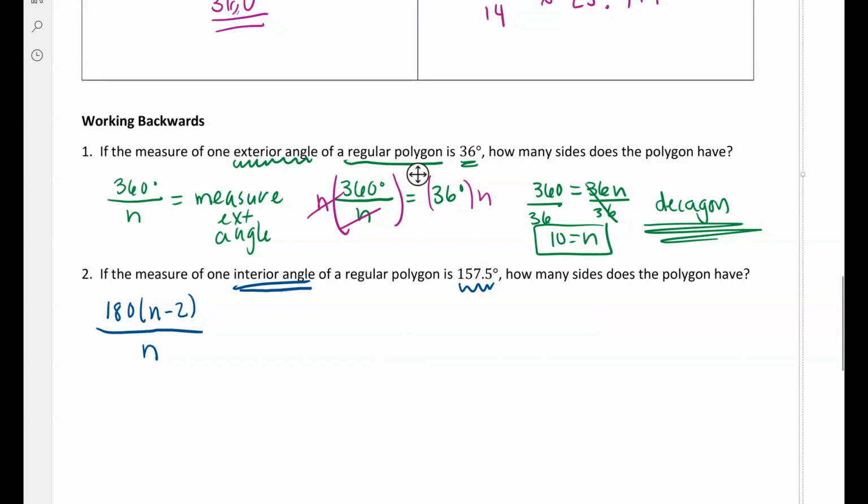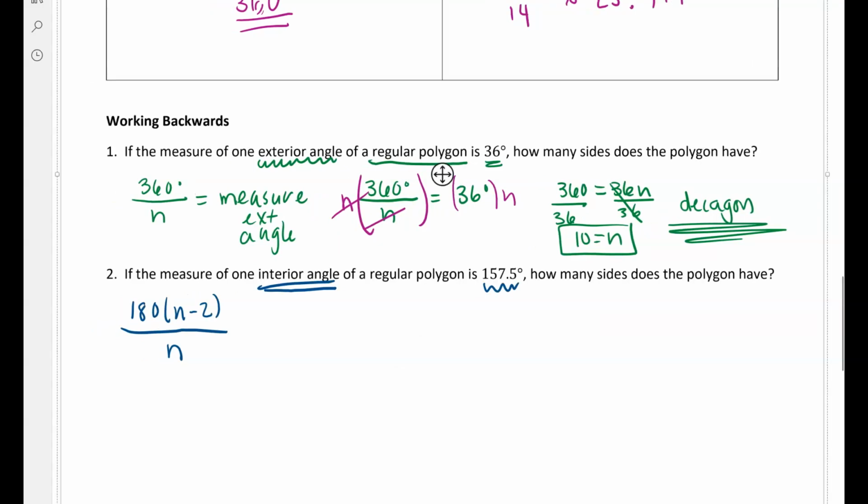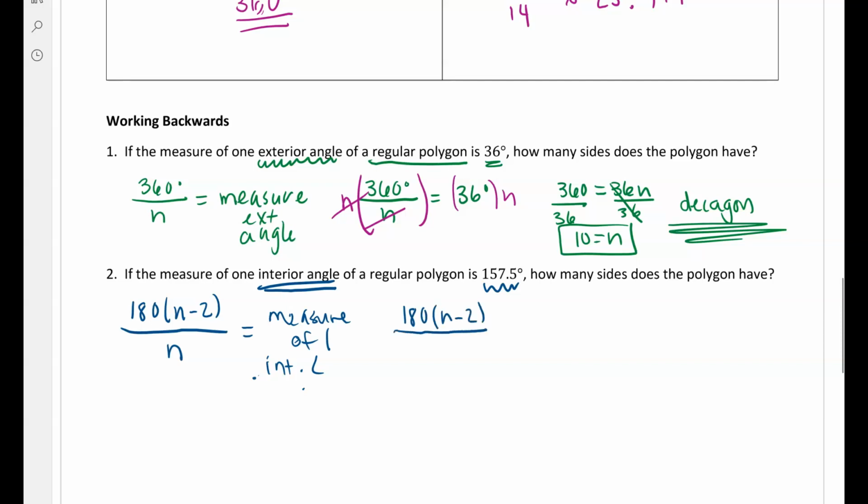And that gives us, whoops, oh my goodness, what did I just do? Sorry, my pen's going crazy. My computer pen. Come on, pen. All right, that gives us the measure, oh my goodness, the measure of one interior angle.